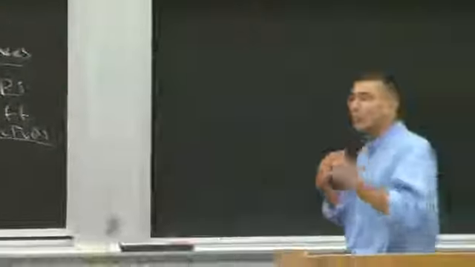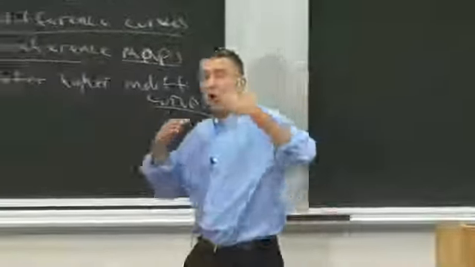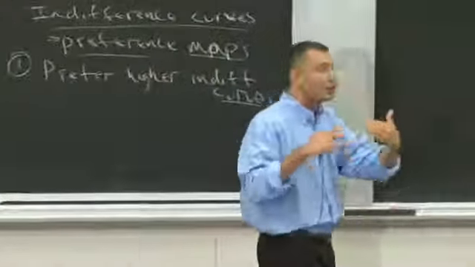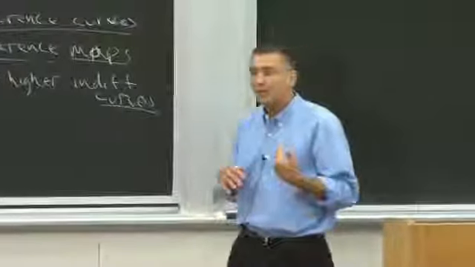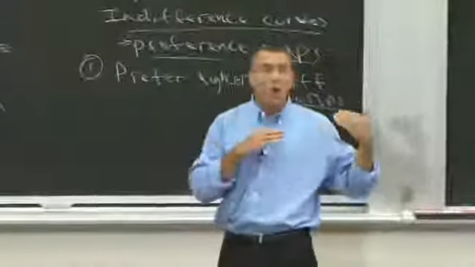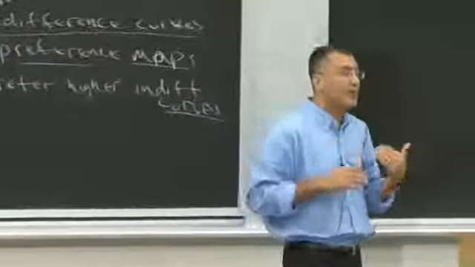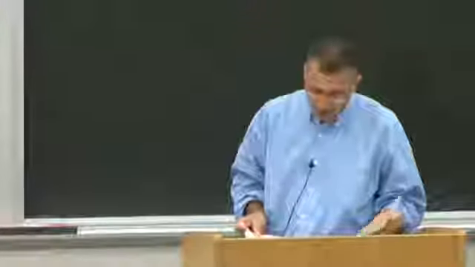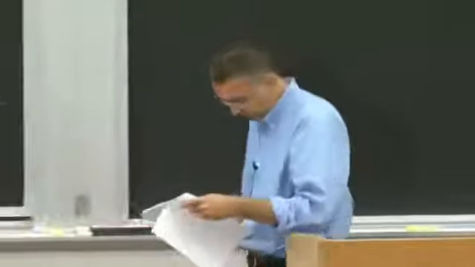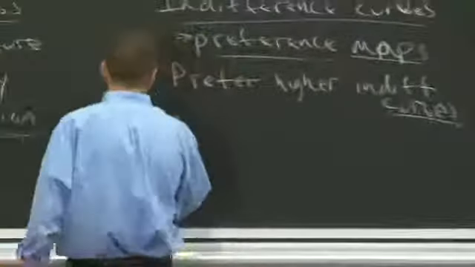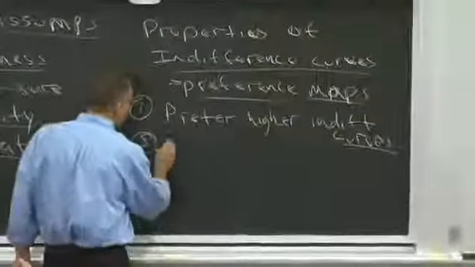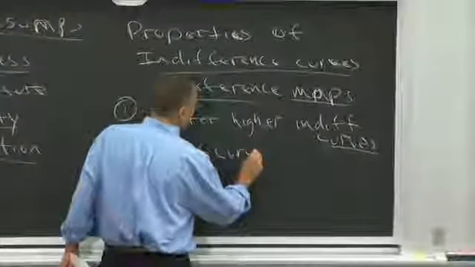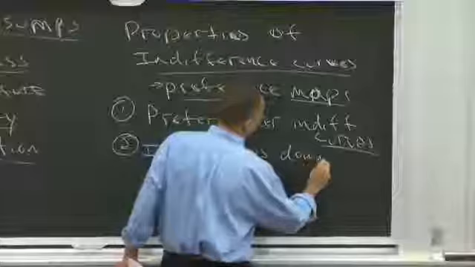Given that we've assumed non-satiation, you must always prefer an indifference curve that's further from the origin, because it's more, and more is better. So given non-satiation, you will always prefer indifference curves that are further from the origin. That follows directly from non-satiation. The second point is that indifference curves are always downward sloping.